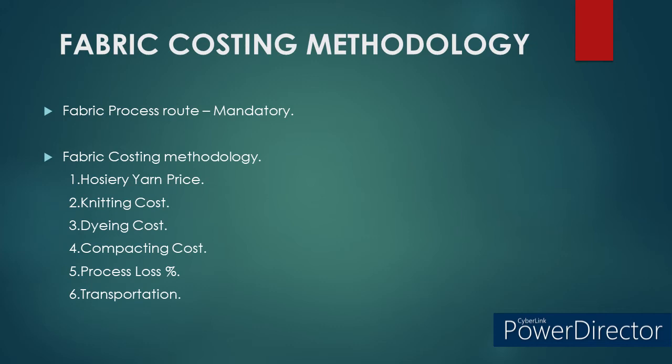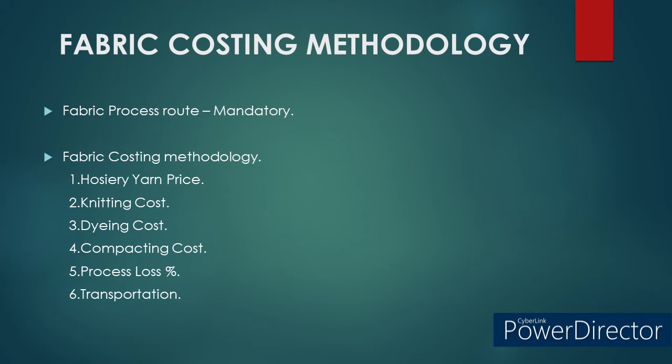Number 2, need to consider the knitting cost. Number 3, need to consider the dyeing cost. Scouring, dyeing, slit open and stenter cost will be considered under dyeing only. Number 4, need to consider the compacting cost.